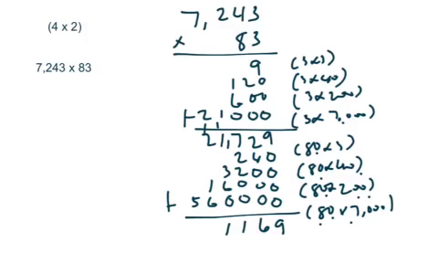Make sure I'm in my 10,000s place. So yes, 1 plus 2 is 3. 3 plus 1 is 4. 4 plus 6 is 10. Regroup that. And 1 plus 5 is 6. Okay, so I got this answer. And if I put in my comma where it needs to go, I got an answer of 601,169. And thankfully and mercifully, this is as challenging as we get in 5th grade.